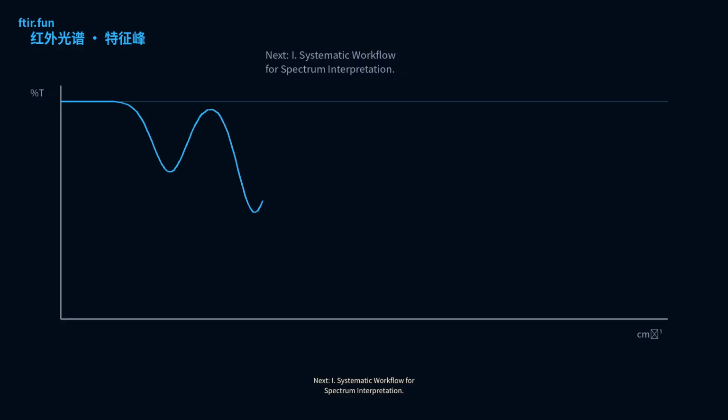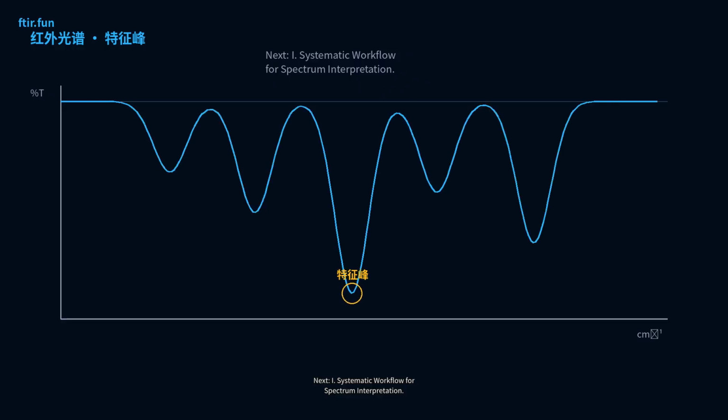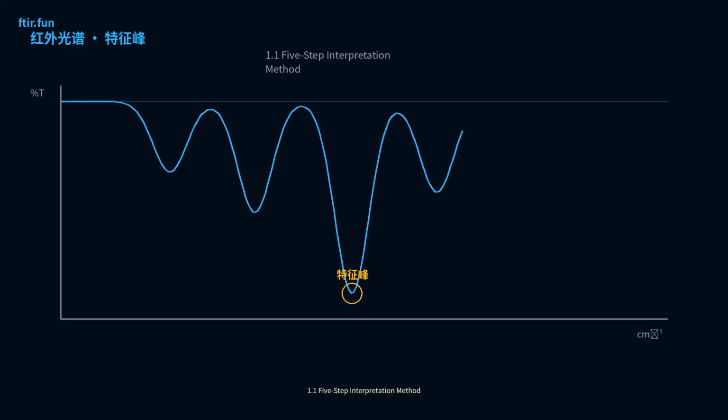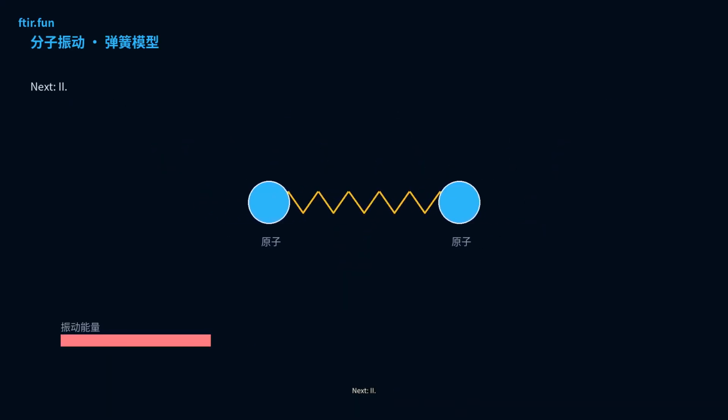Next, a systematic procedure for spectrum interpretation. Before diving into specific molecules, let's establish a general interpretation method. 1.1 The five-step interpretation method.